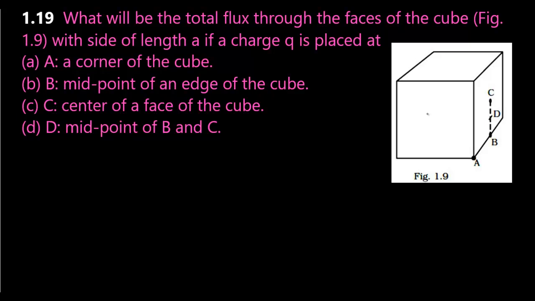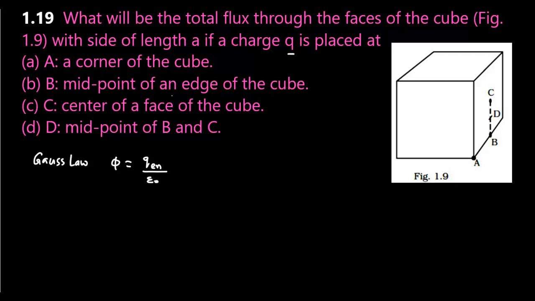Clear? Now in order to find the flux, we have the procedure of Gauss law. Gauss law says that the flux through a given surface is equal to the net charge enclosed by the Gaussian surface divided by epsilon naught. Clear? Now in order to calculate this, we have to first enclose this given charge q inside some suitable Gaussian surface. Only then can we calculate the corresponding flux through the given cube.